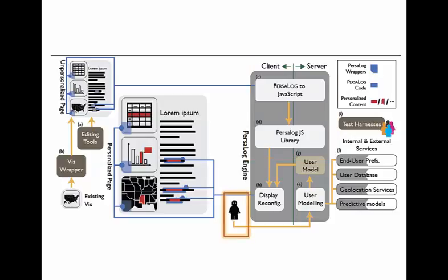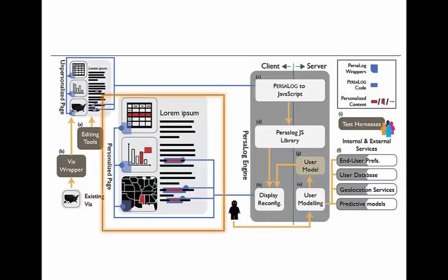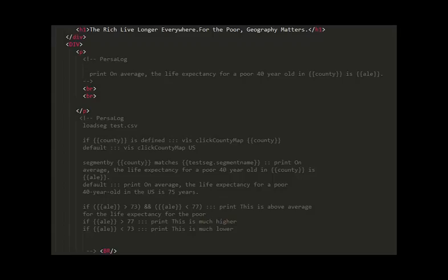When a new user accesses this information, we model the user to infer aspects of their personality, and then reconfigure the display to offer a personalized view. Persalog code is a domain-specific language. Various operators segment a viewer based on different properties, and then modify the look of the system.